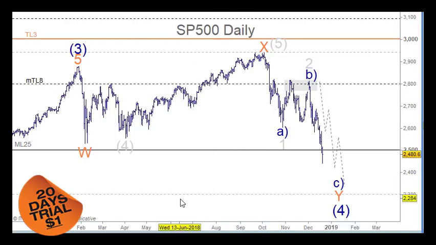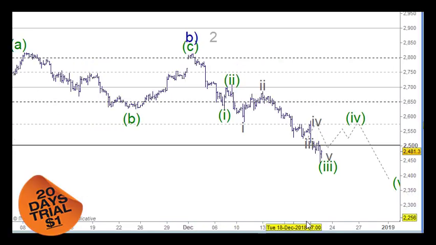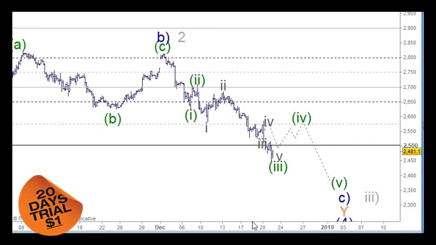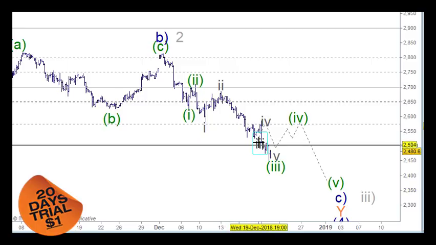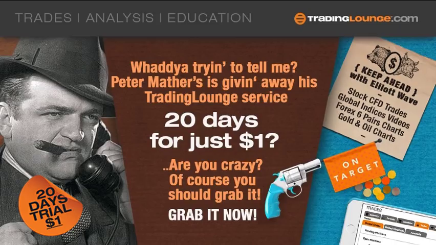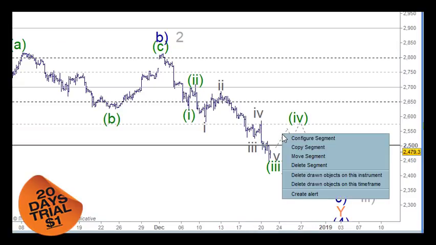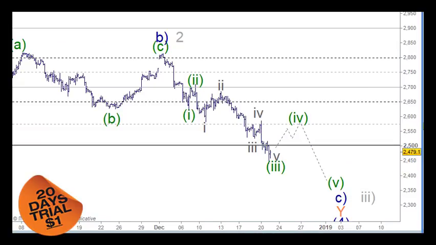So on the 4-hour chart here, just straighten this up a little bit. That's about right anyway. We'll look at this a bit closer.